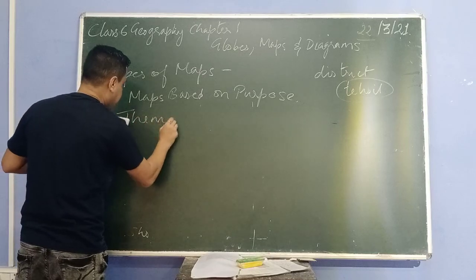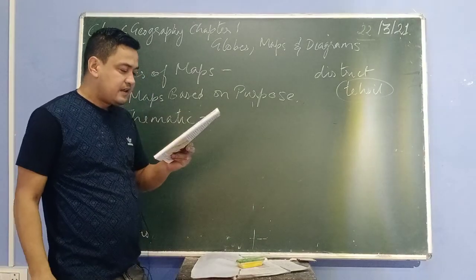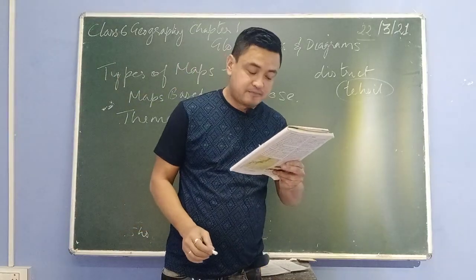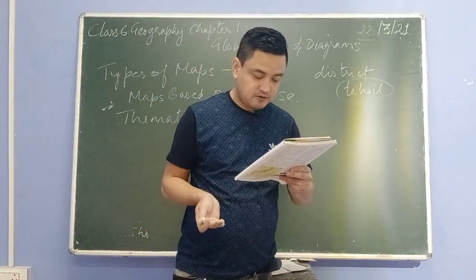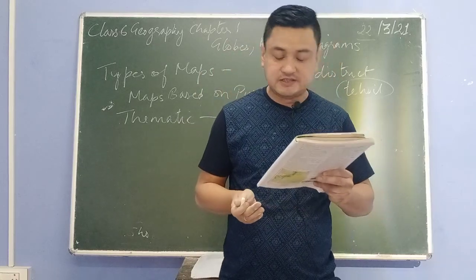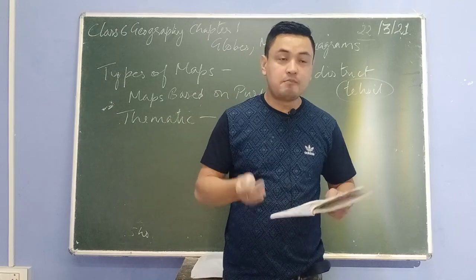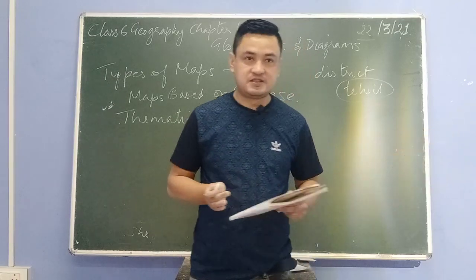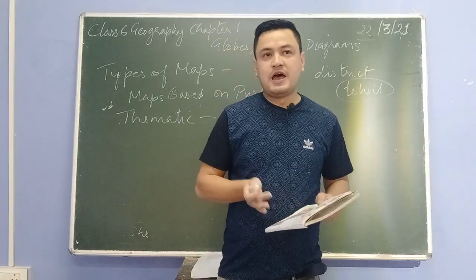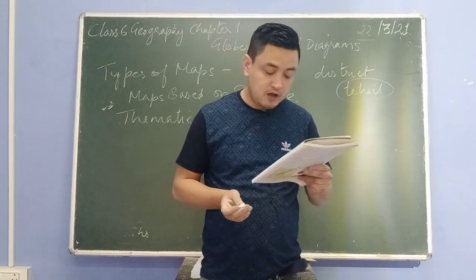What is a thematic map? A thematic map shows any one particular theme in a map. Theme means topic or a subject. For example, the distribution pattern of population density. We are talking about the density of population, how many people are living in that particular place. This is shown in a particular map, and this map has a title, population of that particular place.